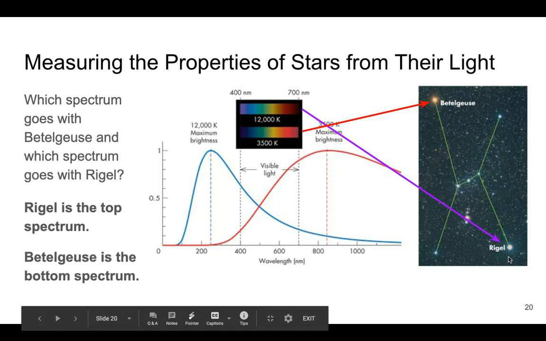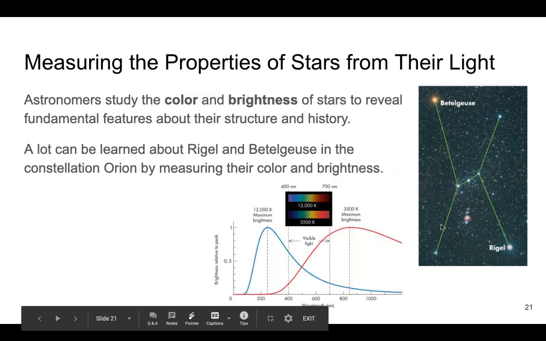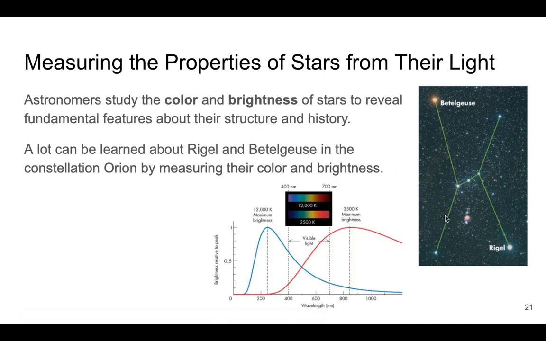So we study the color and brightness of stars to reveal fundamental features about their structure and their history. Where are they in the course of their life? We can learn a lot about these two things just by measuring their color and brightness.